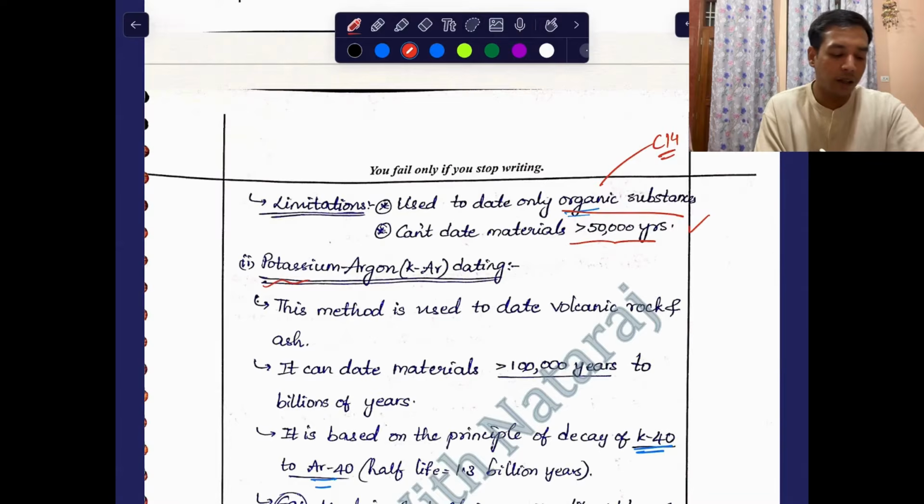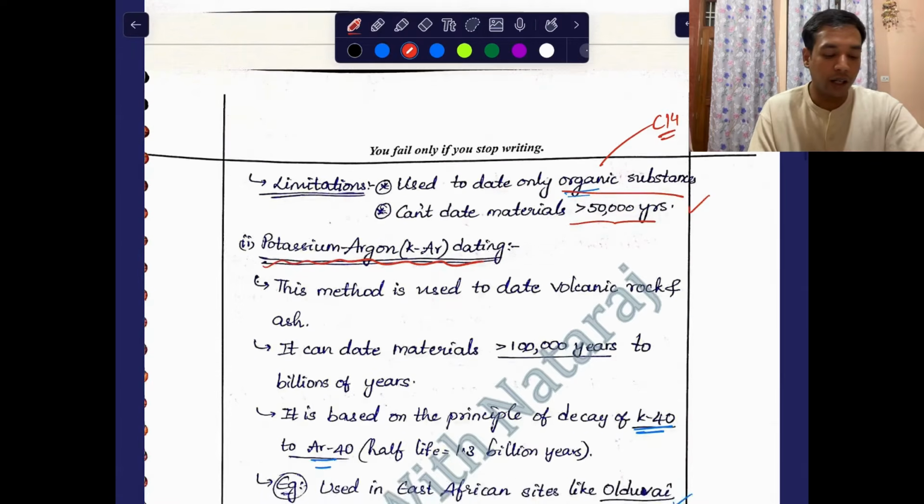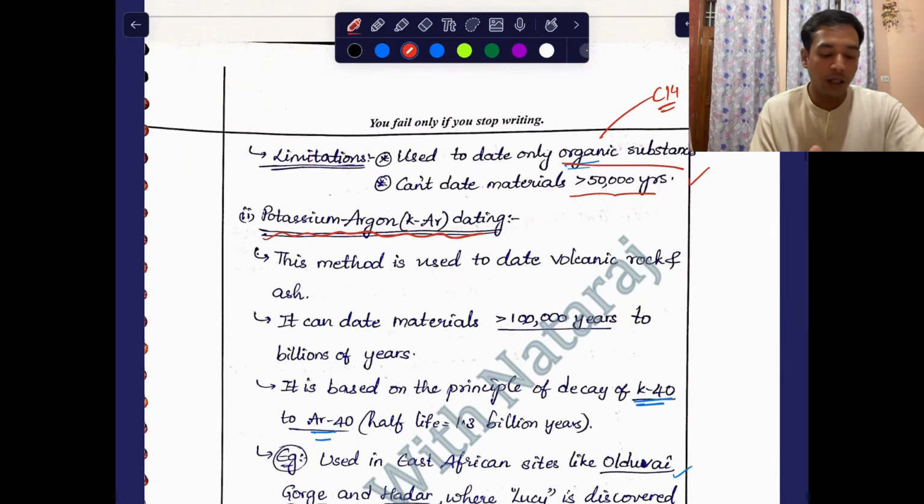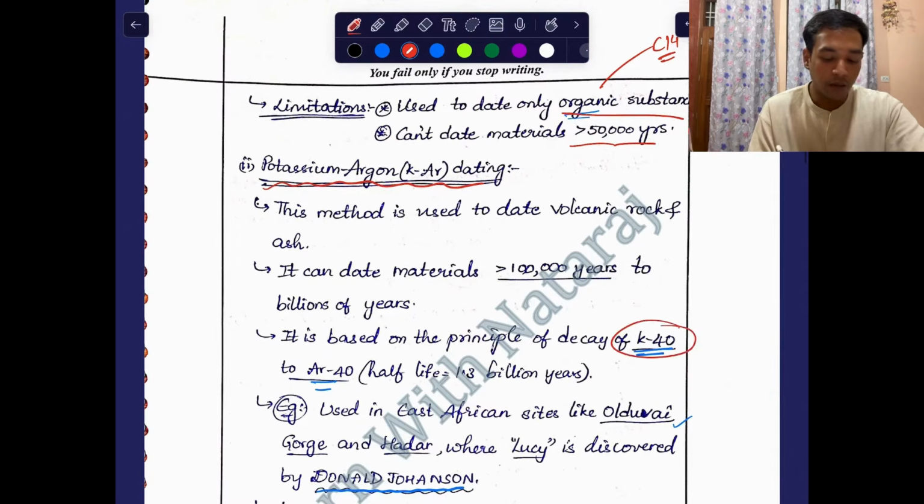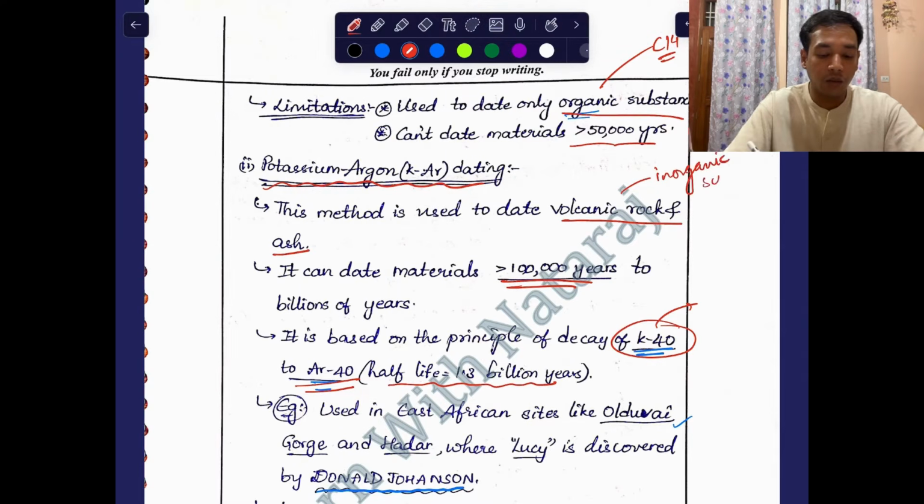Second radiometric method is potassium argon. This method is different from C14 in a way that we are seeing the radioactive decay of K40 to argon 40. And the half life is 1.3 billion years. So it can date materials of a very, very long term, and it is used to date volcanic rock and ash. So these are inorganic substances. Okay, so this thing can help.